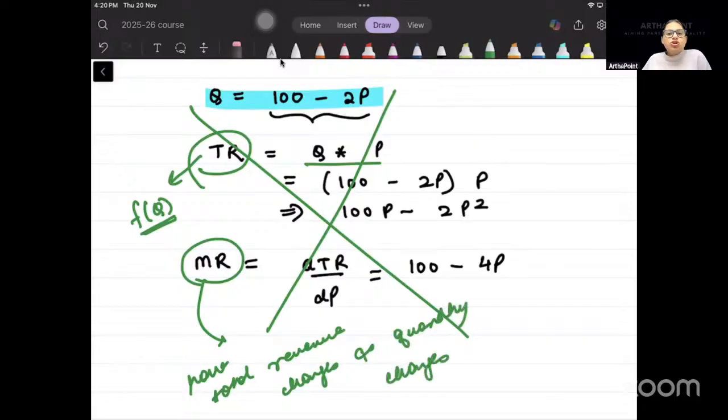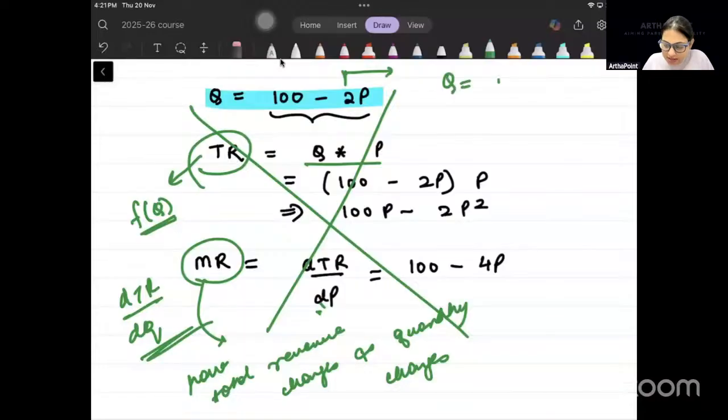And as we change the production, when I change the output, I produce one more unit, how much extra revenue I earn, that is marginal revenue. So marginal revenue is how total revenue changes when quantity changes. You cannot differentiate this with respect to P. You have to convert this.